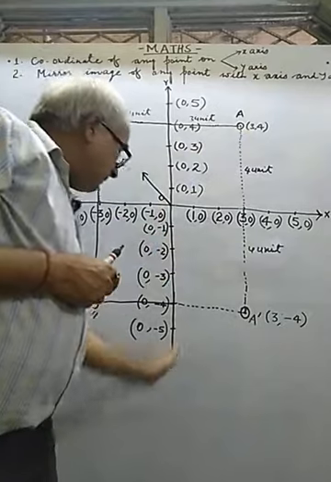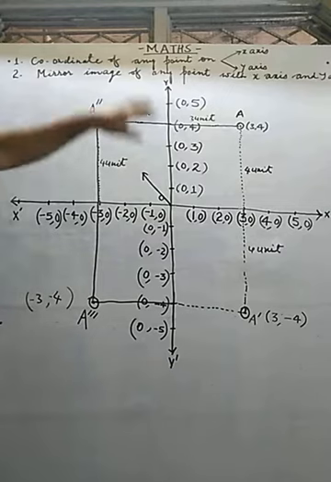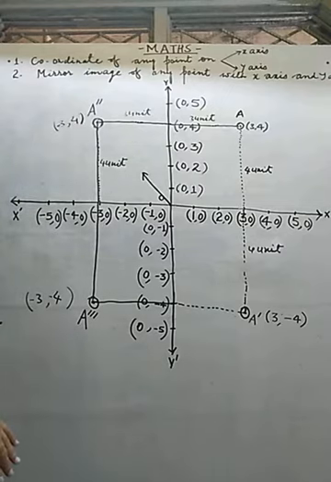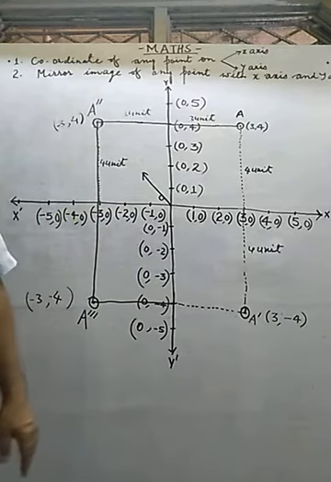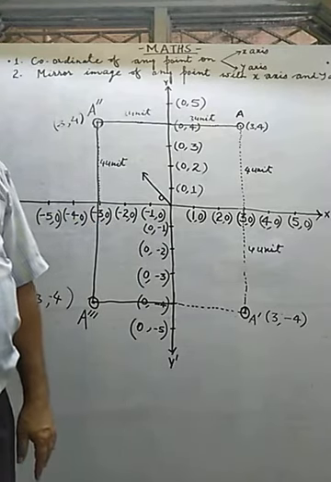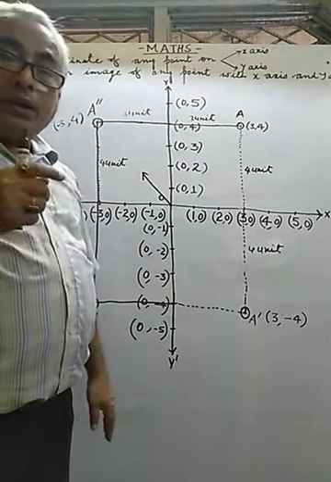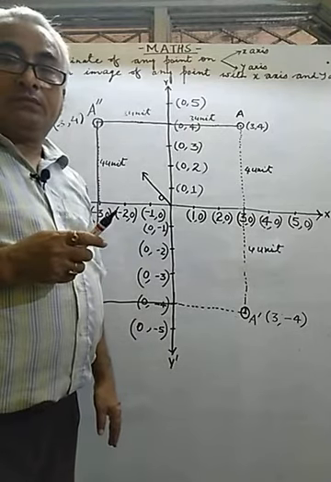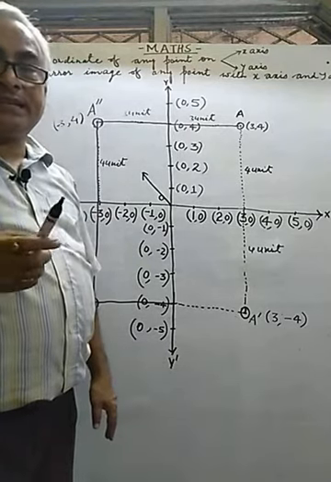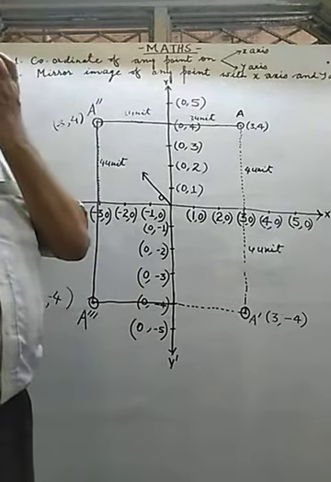With the y axis this point will be there and this will be -3, -4. In this way any point can be taken and their respective mirror image can be obtained. In this way we can find out the mirror image of any point with respect to either x axis or y axis by the law of reflection.